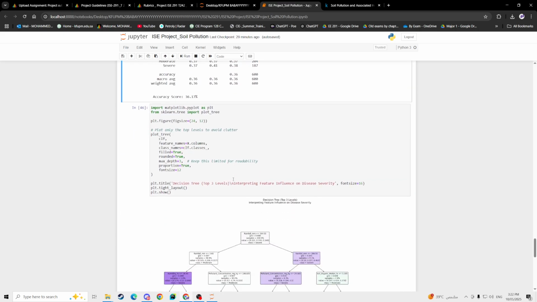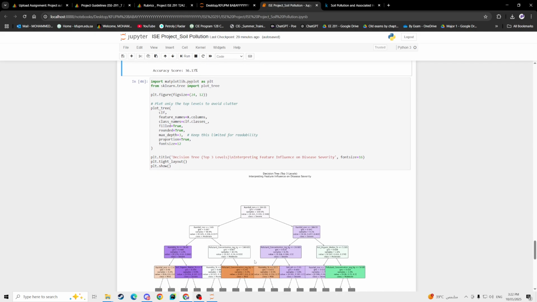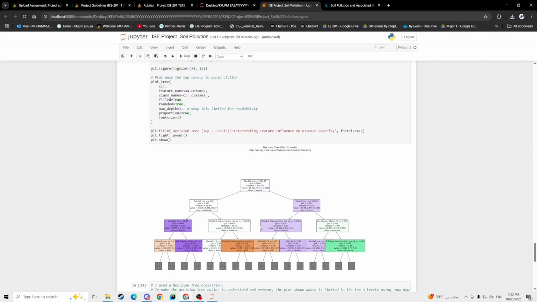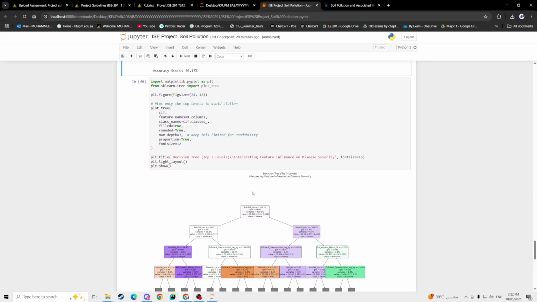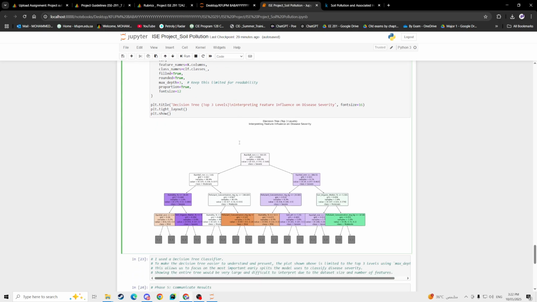I visualized the findings of this entire project in this tree plot. I kept the maximum depth of the tree to 3 only. I did this in order to make it easier to understand and present the data.